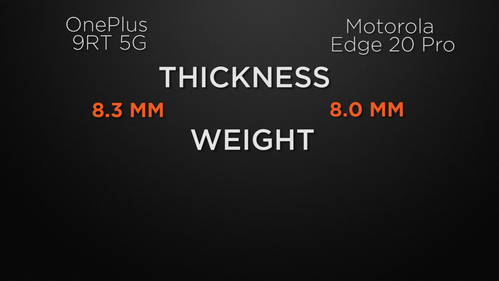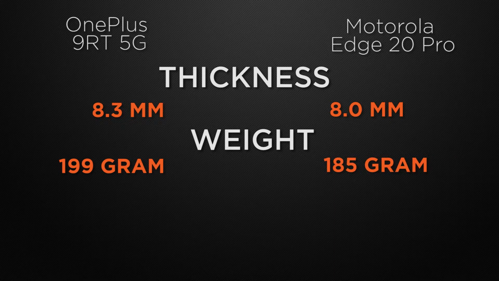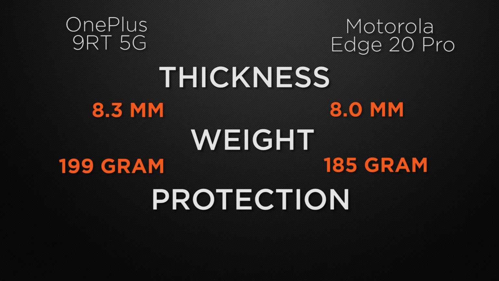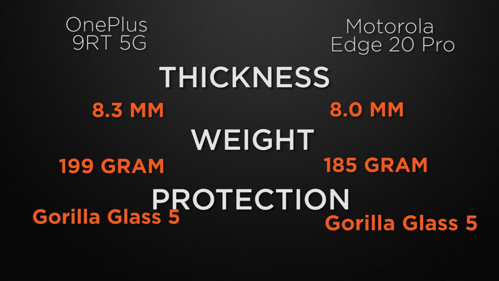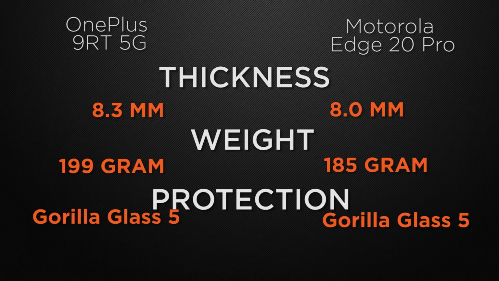Talking about the weight of the devices, 9RT comes with 199 grams of weight, whereas 20 Pro has 185 grams of weight. So the winner here is 20 Pro because it has a lighter body weight. And about the protective glass of the devices, 9RT has Gorilla Glass 5, whereas 20 Pro has Gorilla Glass 5. So it's a tie because both of the devices have the same generation of glass.